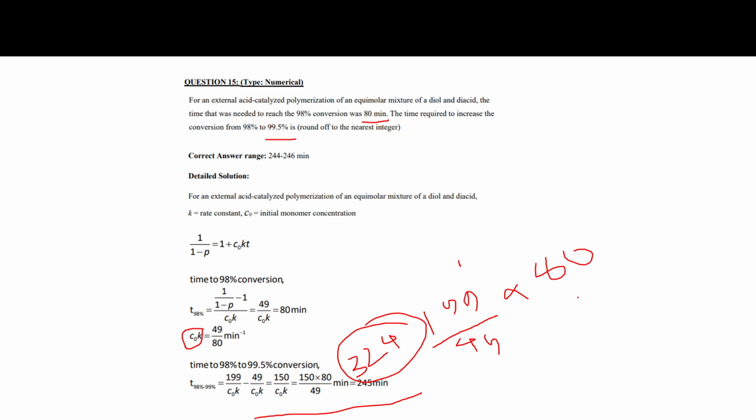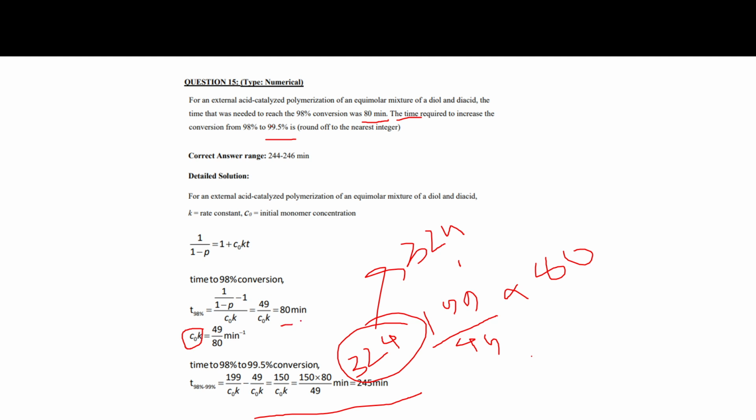So it will be coming around 324 for the 99.5% conversion, right? But here, what does the question tell? It tells the time required to increase the conversion from 98 to 99%.